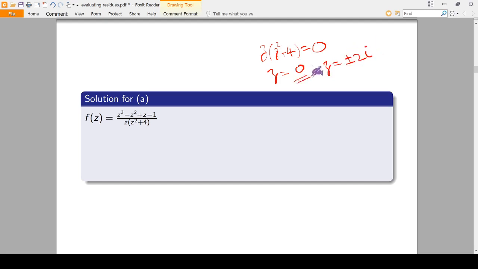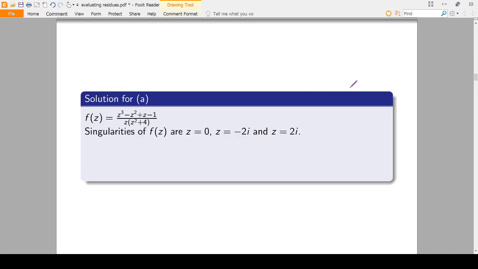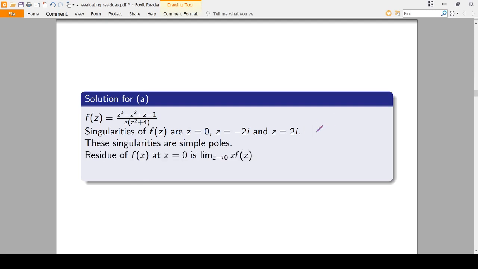Z is equal to 0 gets repeated once. Z is equal to 2i and z is equal to minus 2i also get repeated once. So the three singularities are simple. So now to calculate the residue at z is equal to 0, I have to multiply f of z with z minus 0, which is z, and allow z tending to 0.